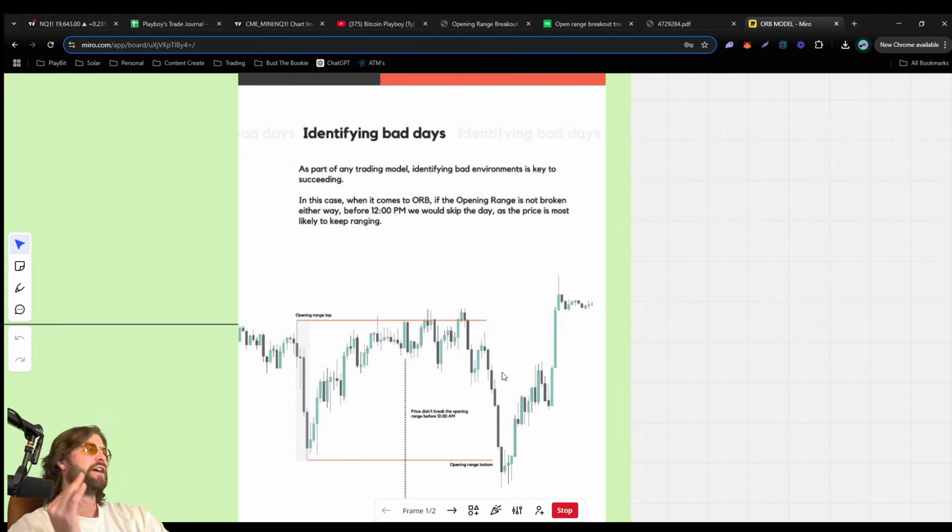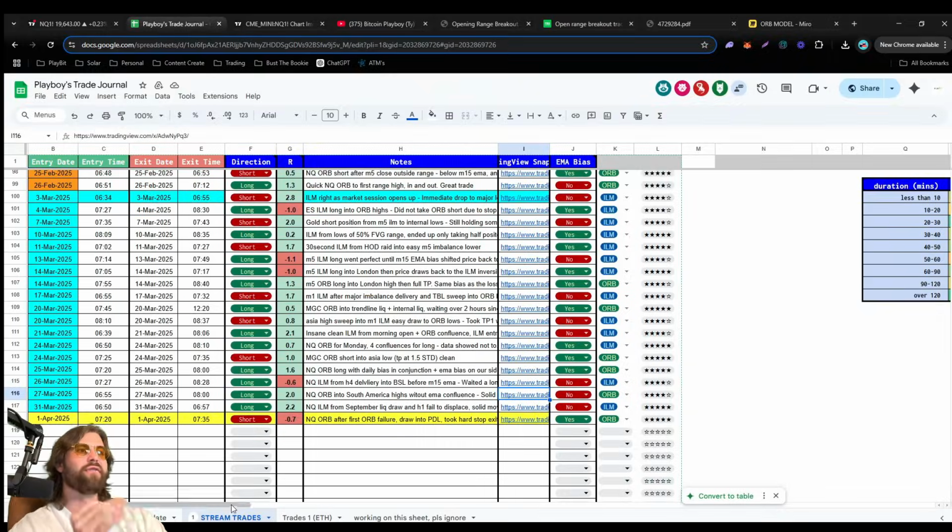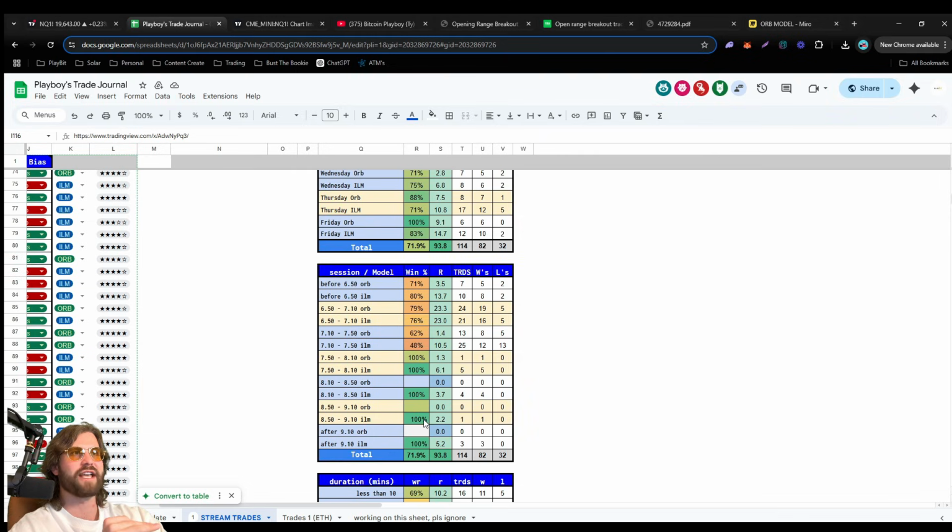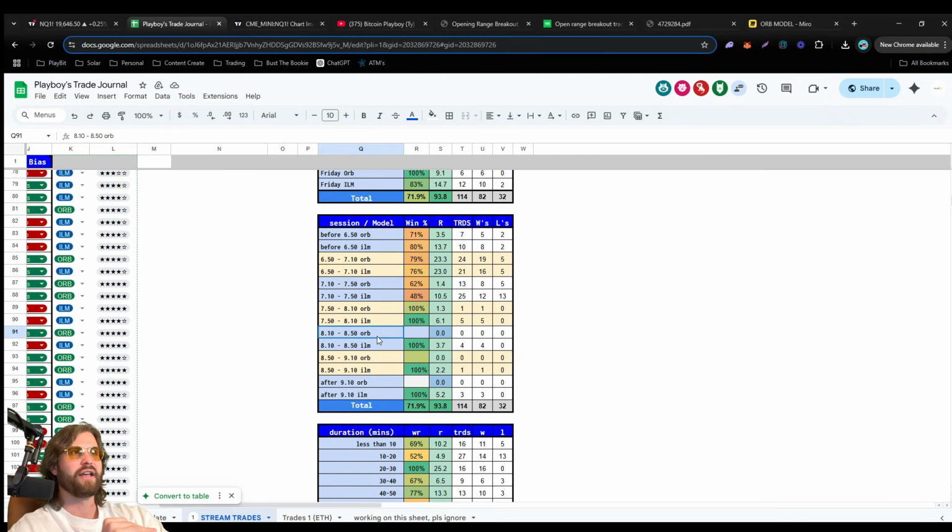Now, there can be some bad days for ORB. Typically speaking, you want to trade ORB early in the day. I actually have data supporting the thesis of when you want to trade the ORB. I have never taken an ORB trade after 8:10 a.m. So this is PST, right? And this would be 11. So this would be like by lunch. By lunchtime, by the time New York session's having lunch, you should not take an ORB trade.